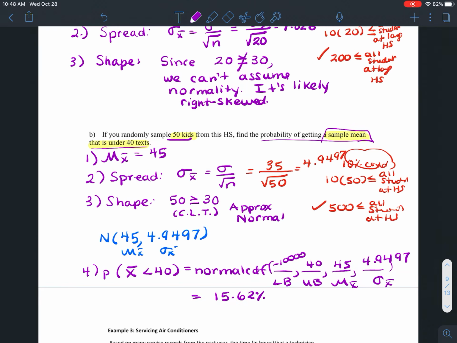Okay, this comes out to 15.62%. So we're saying that essentially the probability of selecting a sample of 50 students and the average of those 50 students being 40 texts sent is about 15.62%. Okay.